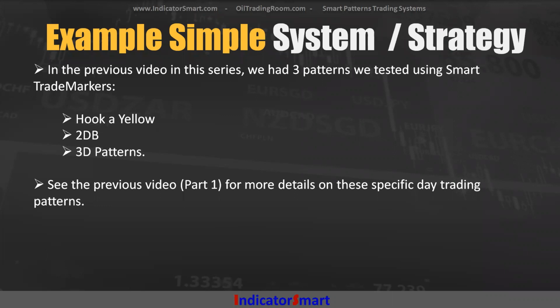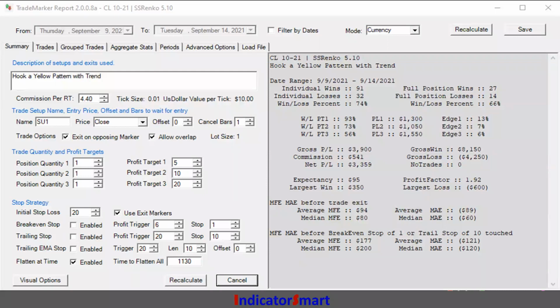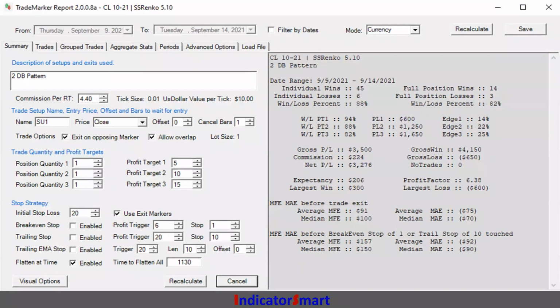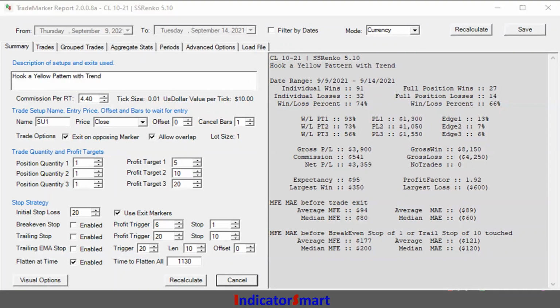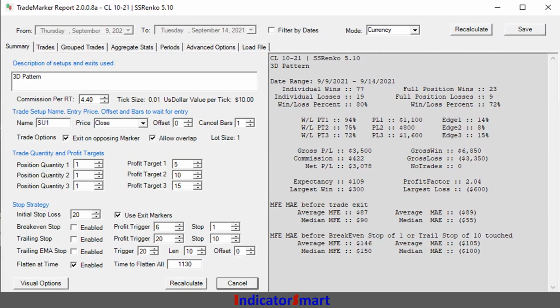So we had the hook yellow pattern, and this is from the previous part 1. All these are just kind of going back over it from part 1. So I'm just going to go over these. Here's a 2dB pattern from part 1. We trade these in our trading rooms every day when we have them: hook yellow, 2dB, and the 3D pattern. The 3D pattern we've been doing for years and years and years. There's nothing new about that one.